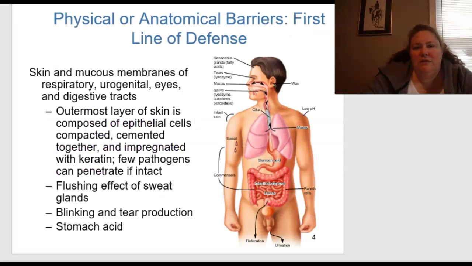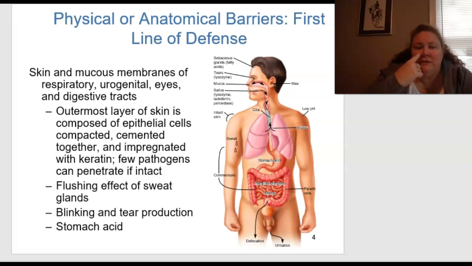So talking about our physical or anatomical barriers, our first line of defense, like I said, our skin is going to be the biggest one. So your skin and your mucous membranes and the respiratory, urogenital, eyes, and digestive tracts are going to be your first line of defense. This is the outermost layer of skin, and it's composed of epithelial cells, which are compacted, cemented together, and impregnated with keratin. Basically, they're strong. And there are very few pathogens that can penetrate this skin if it's intact. And that's a big caveat, because if you have, for instance, a scrape or a cut, then obviously that first line is kind of like open, right?